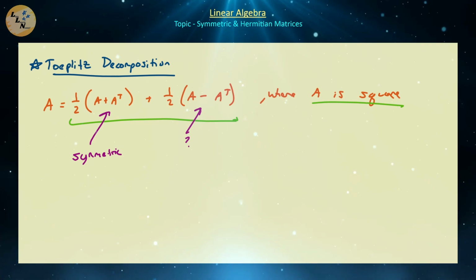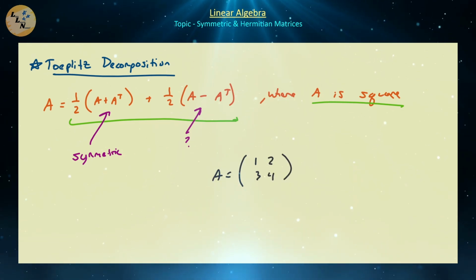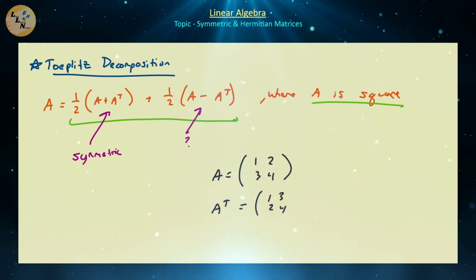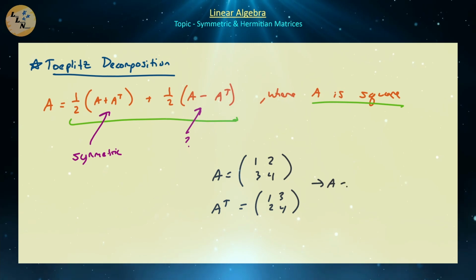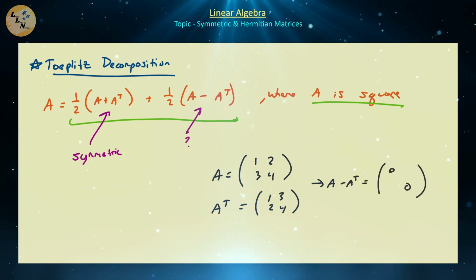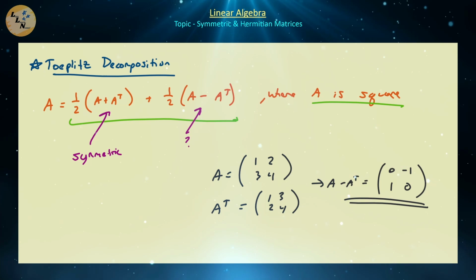Let's take a look at what A minus A transpose actually looks like. Let's look at just a basic 2 by 2 matrix A, and its transpose A transpose, which is going to be equal to [1, 3; 2, 4]. Then A minus A transpose is always going to produce zeros on the diagonal, and then we have 2 minus 3, which is equal to negative 1, and 3 minus 2, which is equal to 1. So we have that type of matrix.